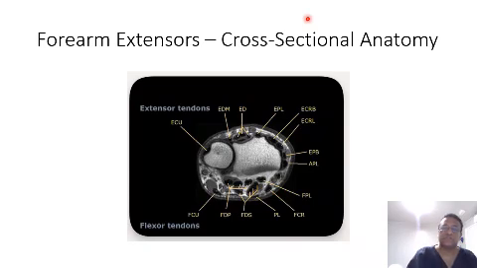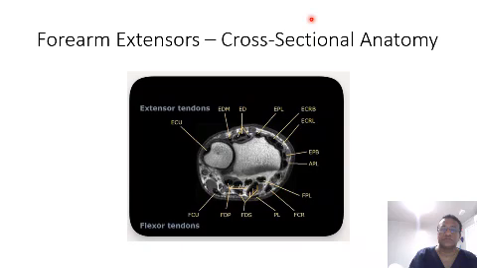This is an axial cut MRI of the forearm. Here we see the key extensor tendons arranged dorsally. This is your dorsal area. This is your volar side. Volarly you can see the flexor tendons, and dorsally you can see the extensor tendons, each occupying their defined compartment.